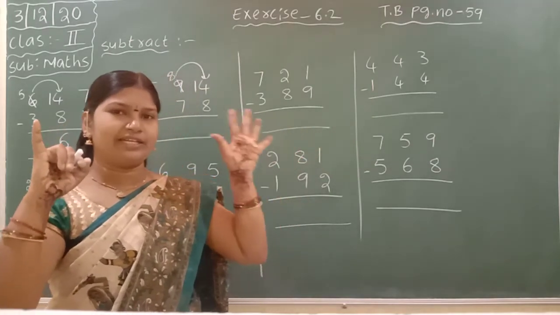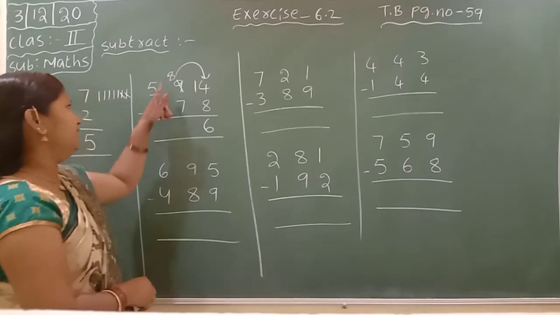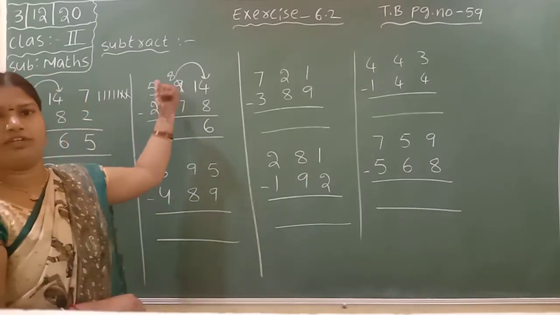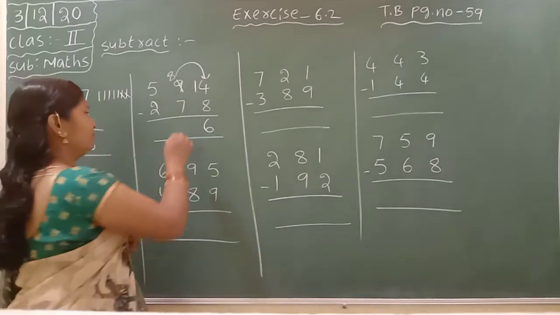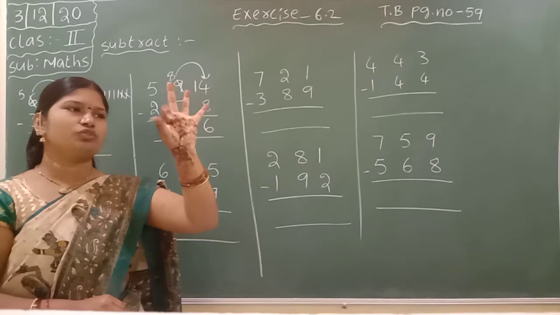What is the answer? 6. Write 6 down here. Next, 8 minus 7. 7 after, count up to 8. 7 after: 8. Only 1. 5 minus 2. Open 5 fingers, close 2 fingers.